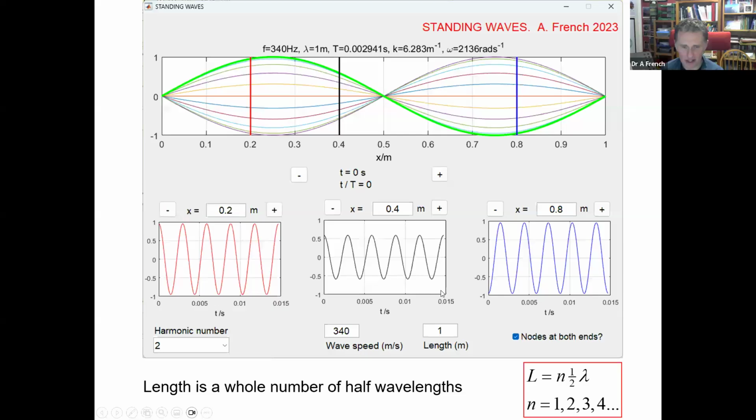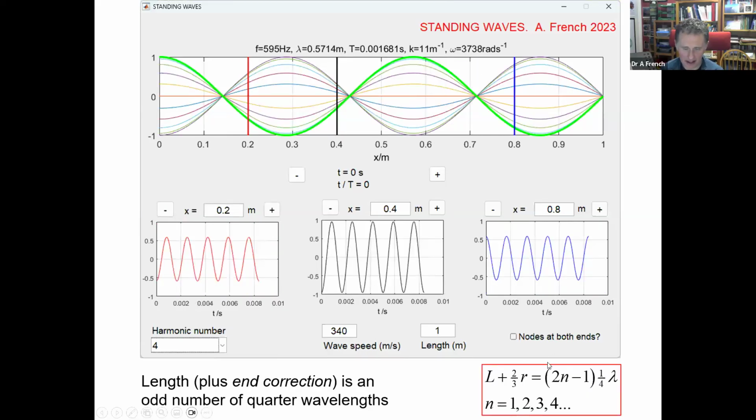Brilliant. Right, so here we go. This is the end correction, which is quite cool. I don't represent this in the simulation, but L plus roughly 2/3 of the radius of a circular pipe is a whole number of quarter wavelengths. It's got to be quarter wavelengths because you've got an antinode at one end, let's say that's pressure, and a node at the other end. That's a quantization condition. So the quantum in quantum mechanics often starts from wave theory, where we are constraining the number of wavelengths by our guitar strings or the lengths of our tubes, etc.